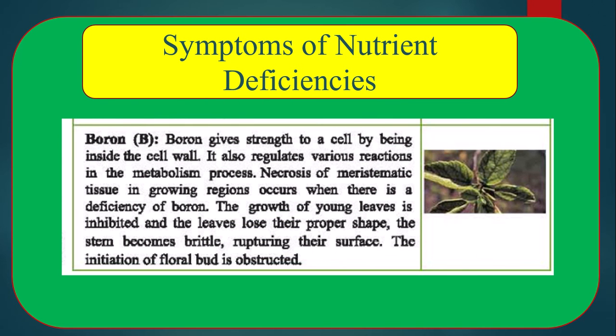Boron. Boron gives strength to a cell by being inside the cell wall. The growth of young leaves is inhibited and the leaves lose their proper shape. The stem becomes brittle, rupturing their surface. The formation of floral buds is obstructed.